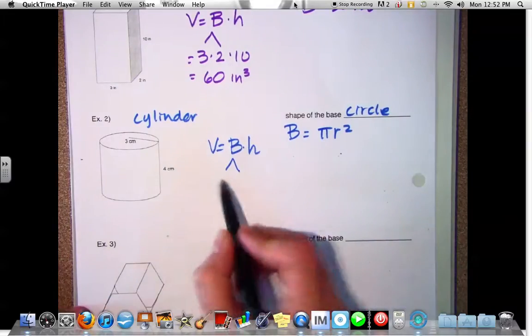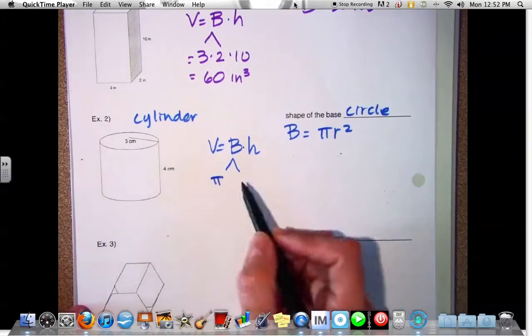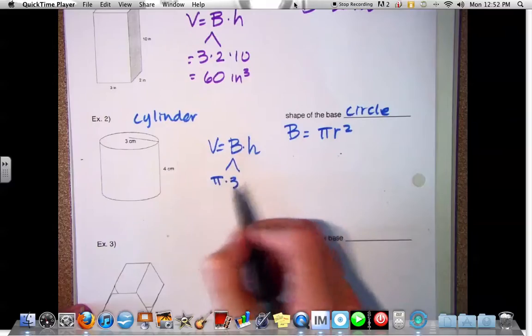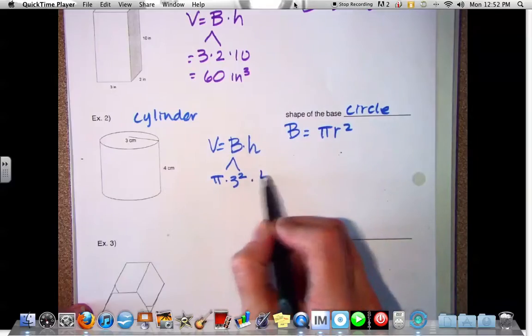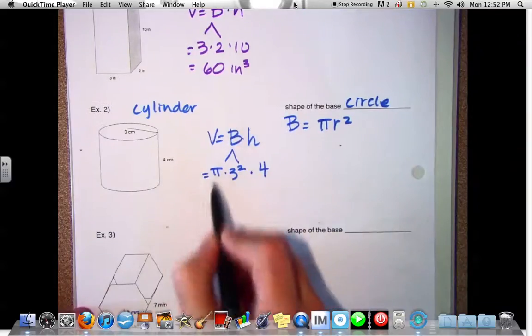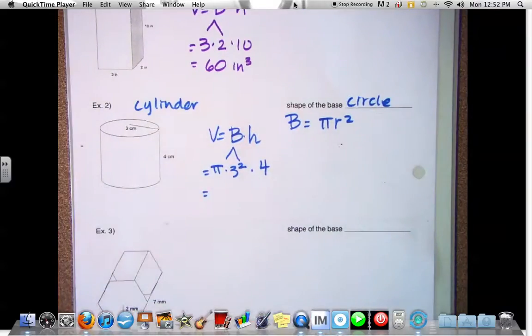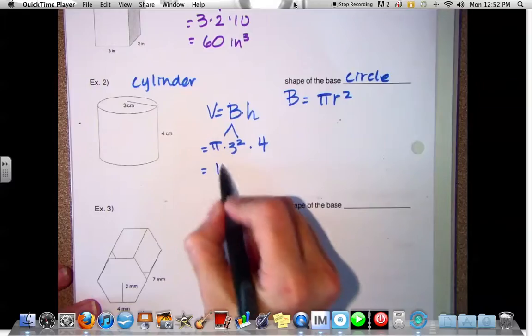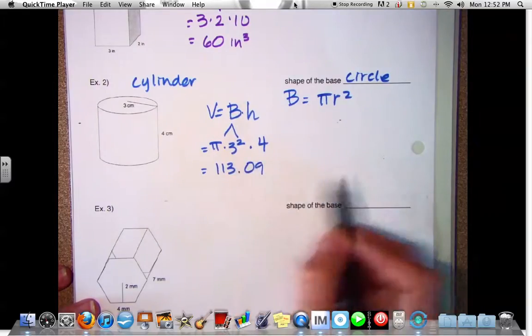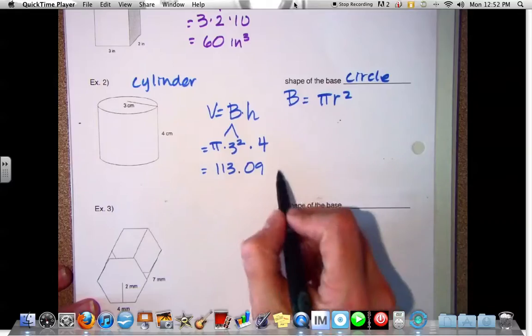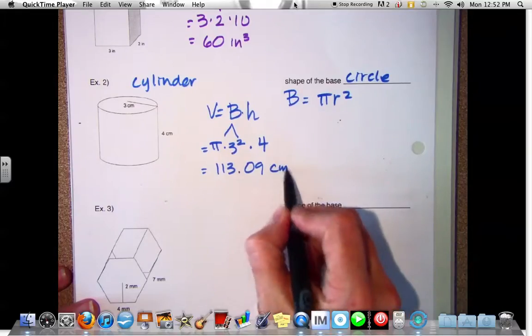So, in this particular problem, we have pi times what? 3. 3 what? Squared. All right, so that's the area of my base. Then I multiply it by the height, which is 4. So pi times 3 squared times 4 gives us 113.0973. Okay, so my units are centimeters cubed.